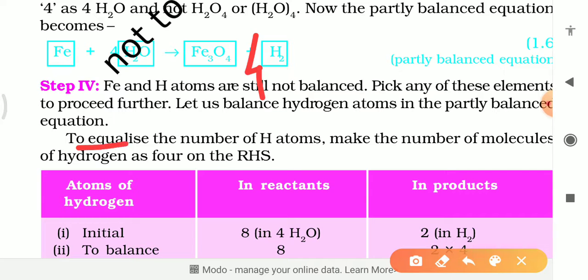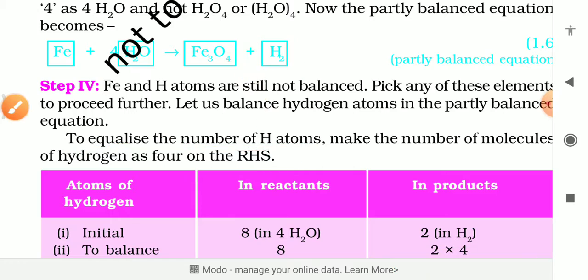To equalize the number of hydrogen atoms, make the number of molecules of hydrogen 4 on the right hand side. Now we will put the 4 here. Now 4 2s are 8. In this way, here hydrogen is 8 and hydrogen is 8. It means hydrogen is balanced on both sides, and your oxygen is also balanced on both sides. Now what is left here?